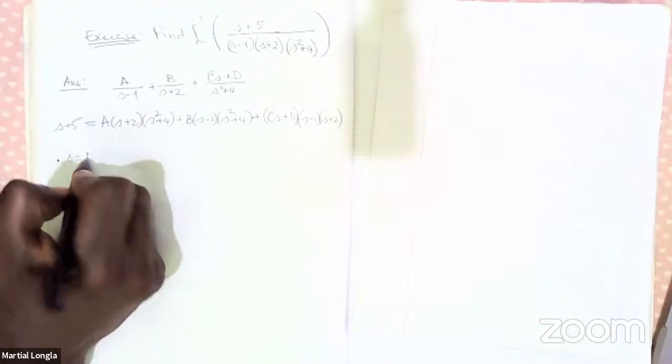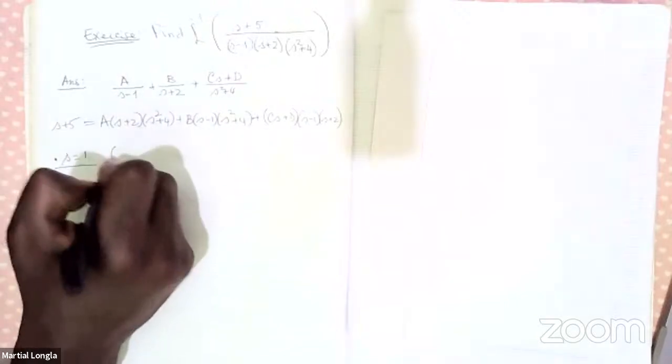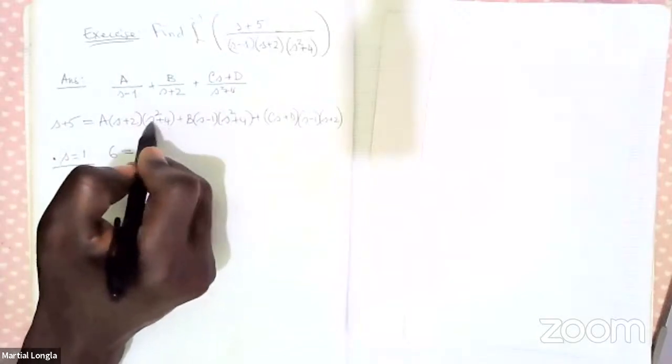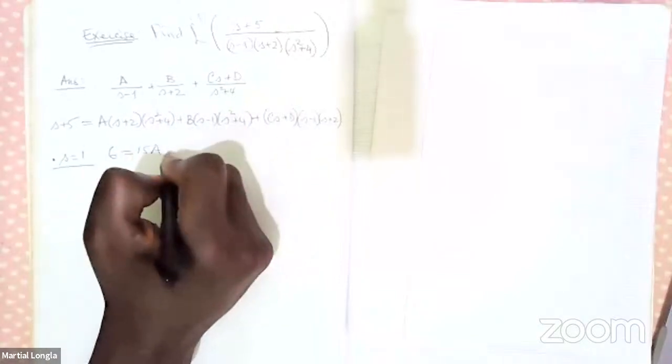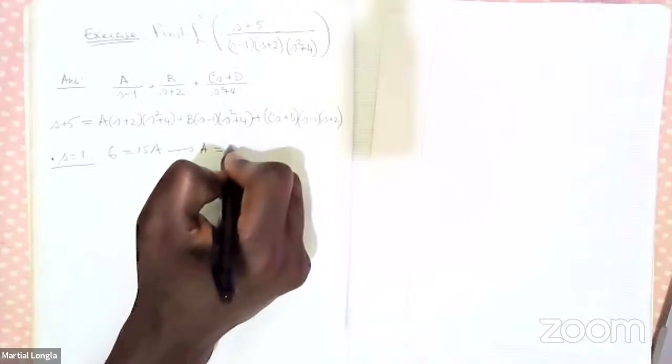So we can plug in 1 here. We plug in 1, this is 0, that is 0. We get 6 equals 5 times 3, 15A. So you get A equals 2/5 right away.